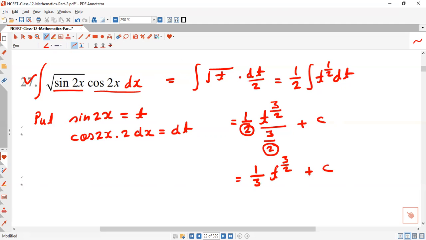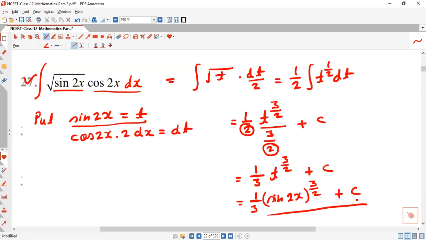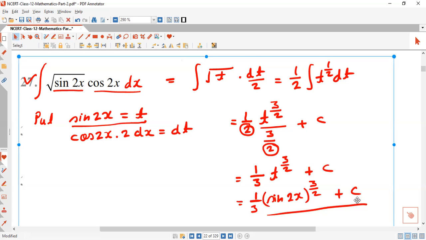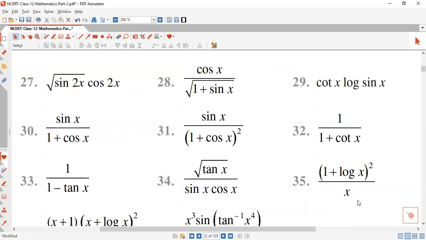And now put the value of t. What is the value? t equal to sine 2x. So we say 1 by 3 sine 2x raised to power 3 by 2 plus some constant c. This is the answer. Now we like to do the next question, 28.